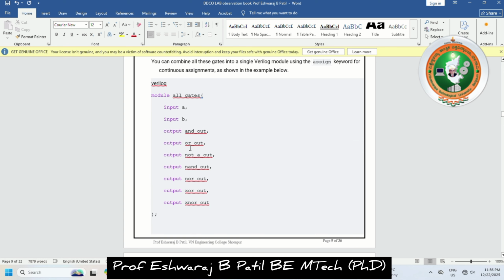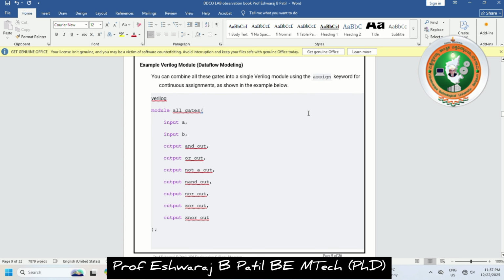Just see the model: for all gates, inputs A and B are there, and the outputs are defined as AND out, OR out, NOT A out, NAND out, NOR out, and XNOR out. These are the outputs. Inputs are A and B.